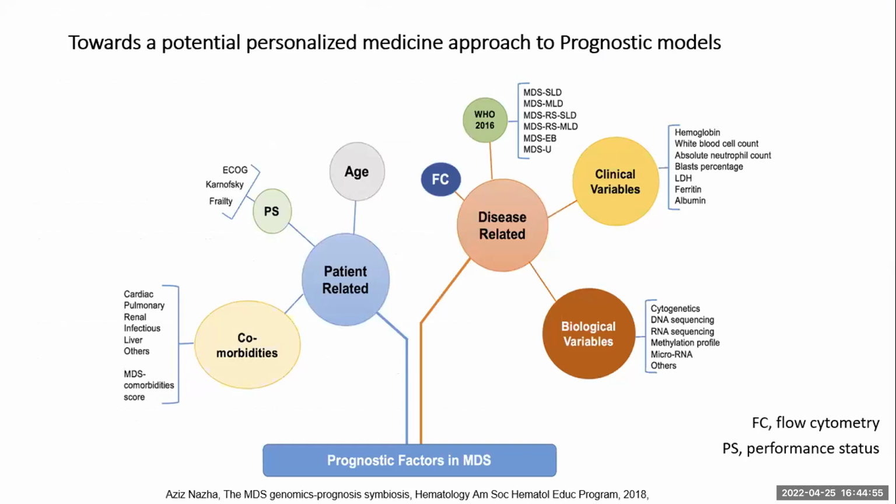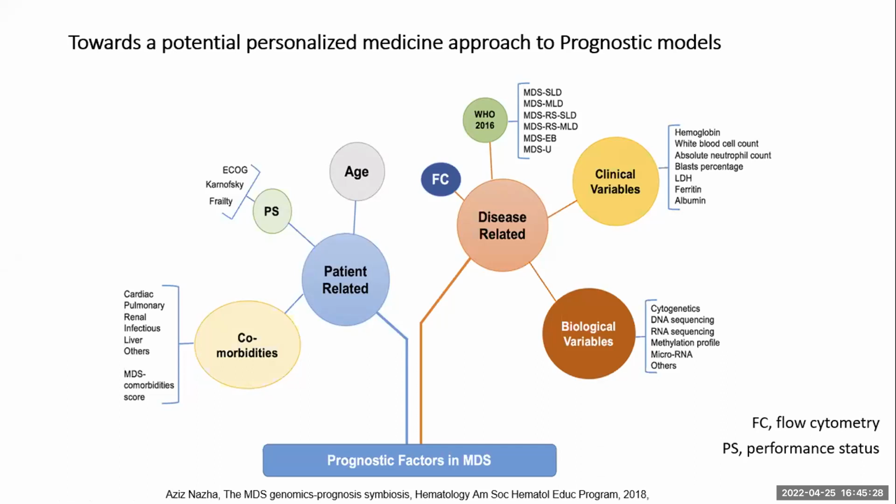So how do we try to then personalize these prognostic models so that they fit each and every patient that we see? We can look at patient-related factors in terms of prognosis, and these will include your age. Obviously, a 70-year-old and a 55-year-old will fare differently if they have the same disease. And then the performance status; there are various scores that you can use for assessing performance status, including the ECOG, the Karnofsky, and the Felt scores.